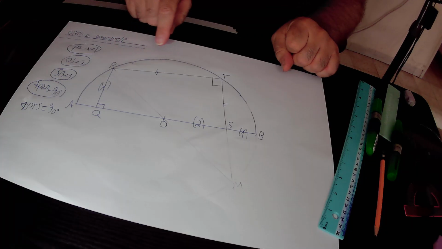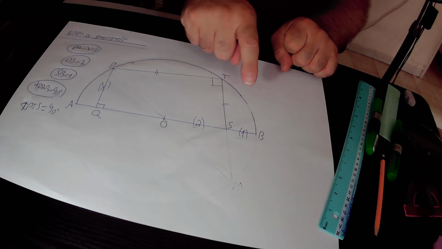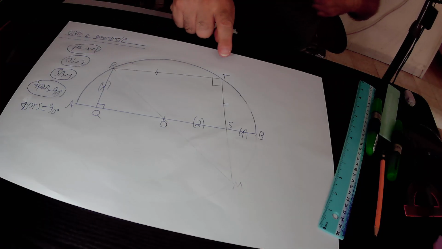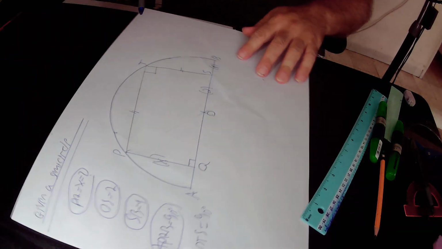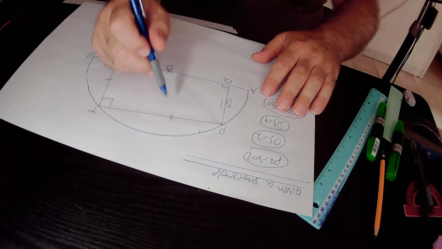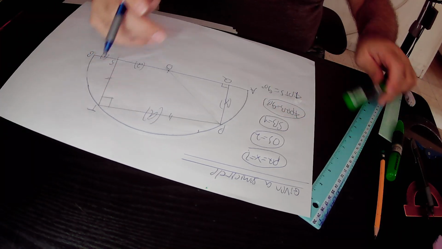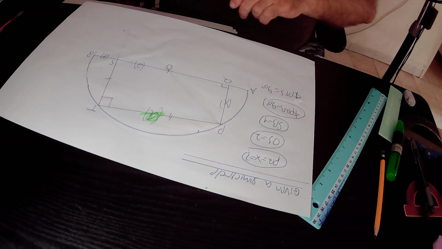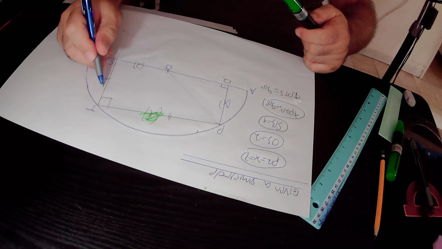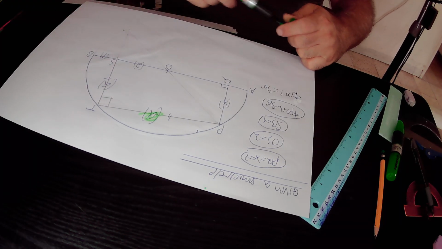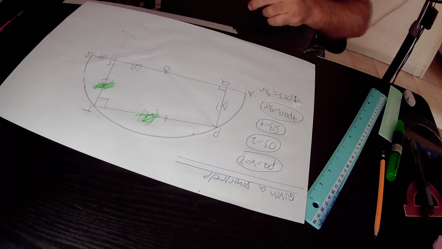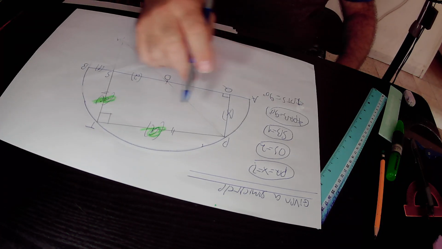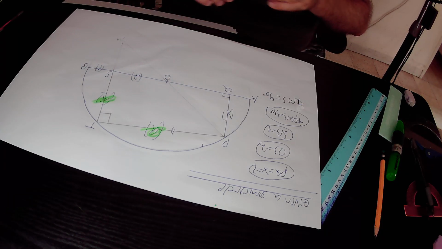This is line segment PT, that equals line segment TS. So if we define the length of line segment PT as A, then the length of line segment TS must also equal A, because they are equal to each other. In the next step, we will complete this semicircle to a circle.